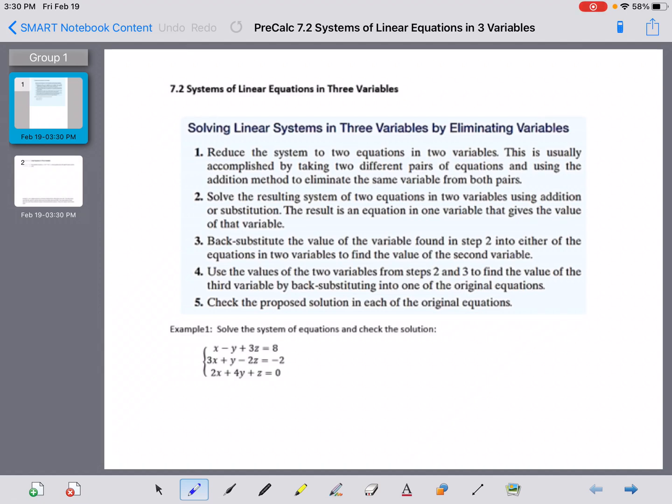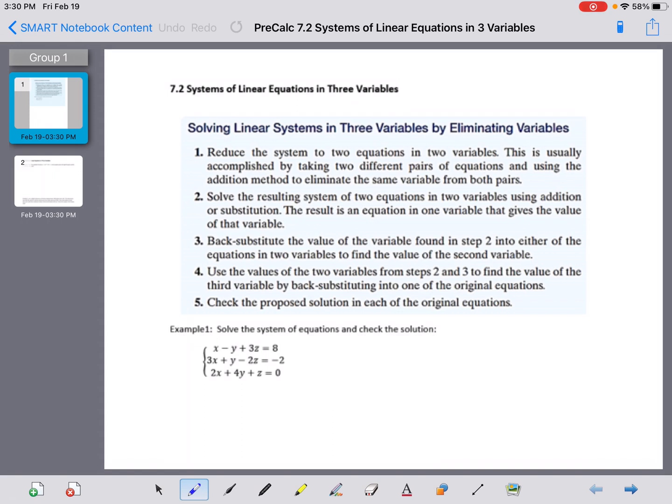All right, 7.2, systems of linear equations, this time in 3 variables. Okay, so if you think about this with an x, a y, and a z, that's at least the most common variables we use. We're now 3-dimensional, and we're trying to figure out where all 3 lines might cross at the exact same point, okay?